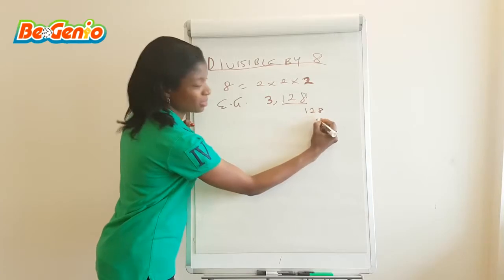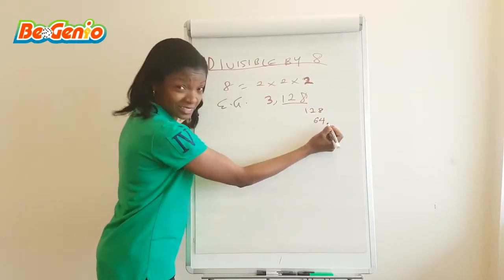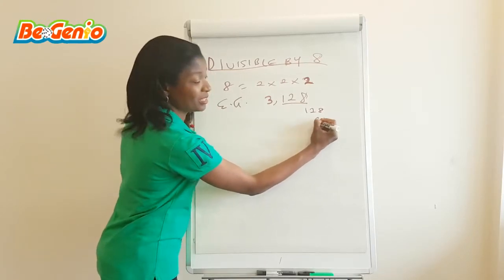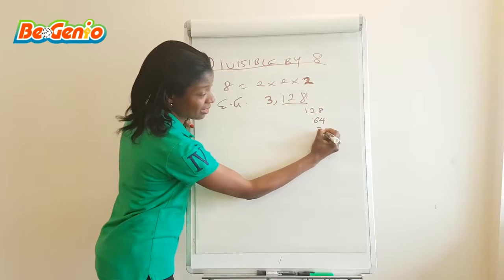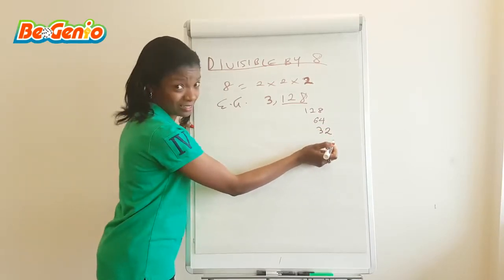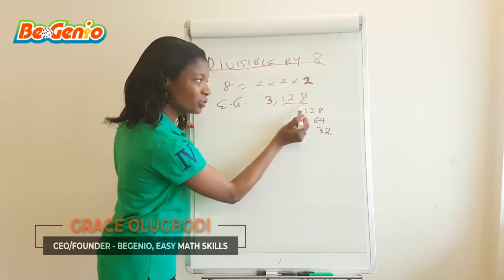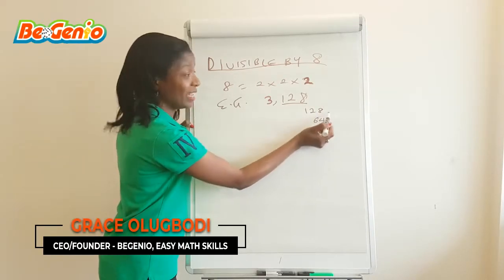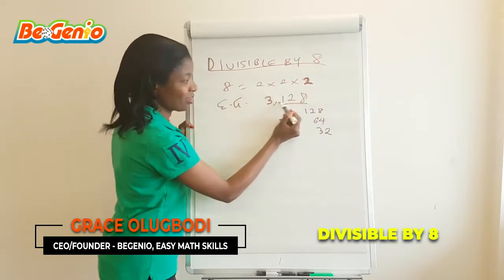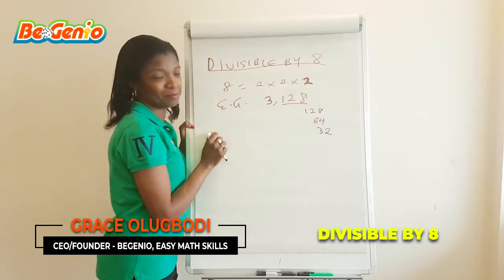If you divide 128 by 2, that's 64. Is the next number divisible by 2? Yes, it is, because it ends in a 4, an even number. If you divide that by 2, you get 32. Is that divisible by 2? Yes, because it ends in a 2, an even number. Therefore, 128 is divisible by 8, and remember the rule, the last 3 digits of this number are divisible by 8.